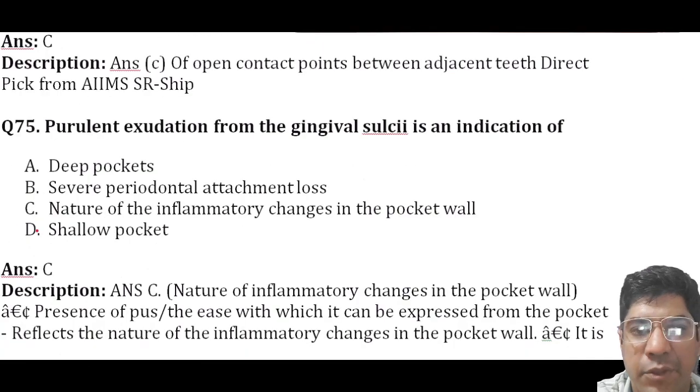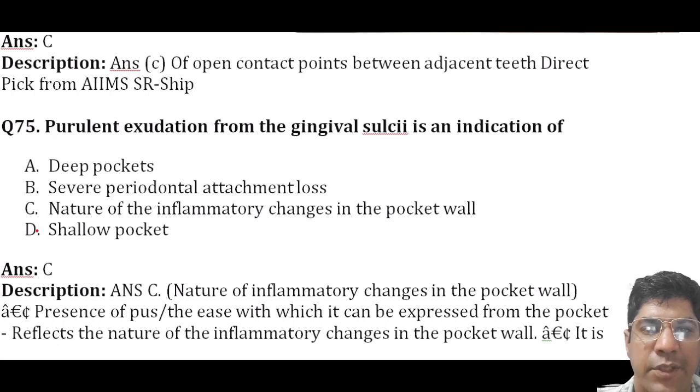The purulent exudate from the gingival sulcus is an indication of... So purulent exudate from the gingival sulcus is primarily an indication of the nature of the inflammatory changes in the pocket. So it does not necessarily indicate the depth of pocket or severity of the destruction of the supporting tissue. So purulent exudate is a secondary sign of inflammation and it is associated with the character of inflammatory response in the periodontal pocket.